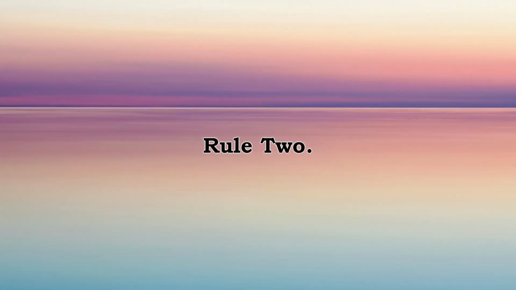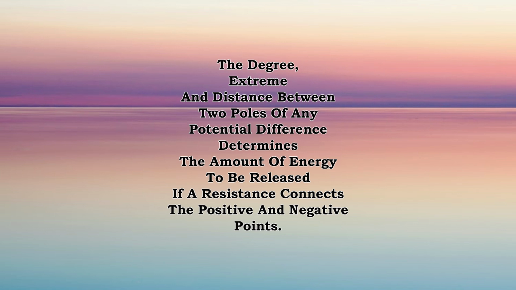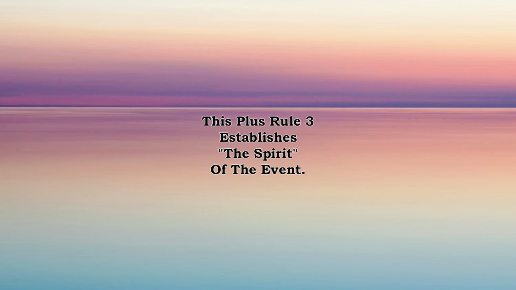All factors other than polarity being equal, unless being utilized, energy will always flow through the path of least resistance. Rule 2. The degree, extreme, and distance between two poles of any potential difference determines the amount of energy to be released if a resistance connects the positive and negative points. This plus principle 3 establish the spirit of the event.